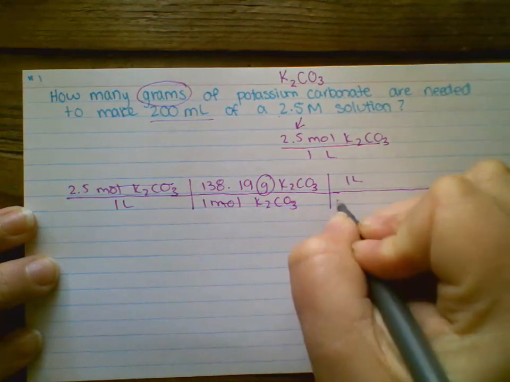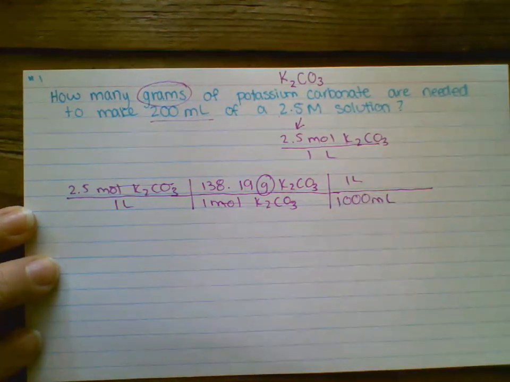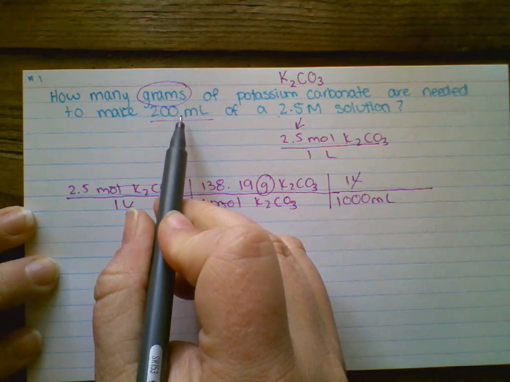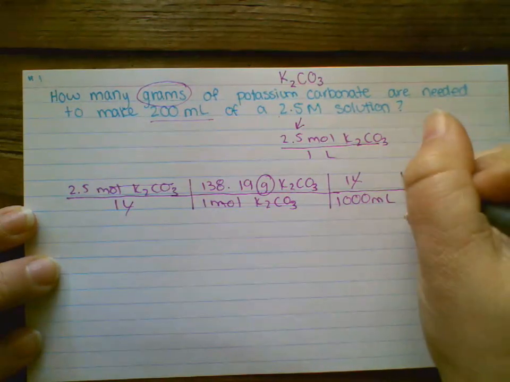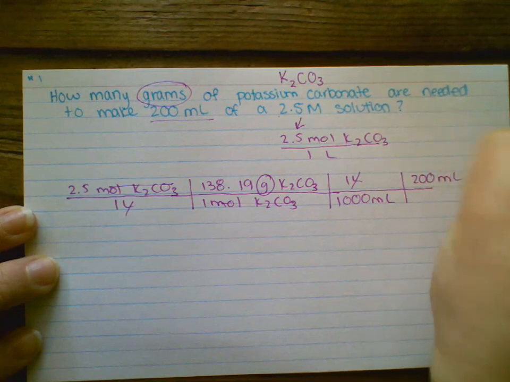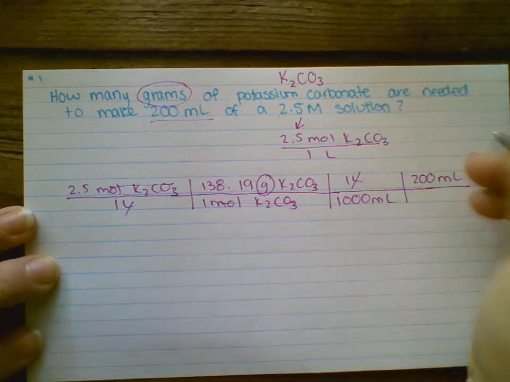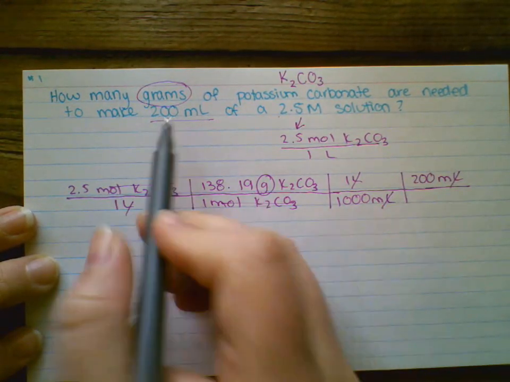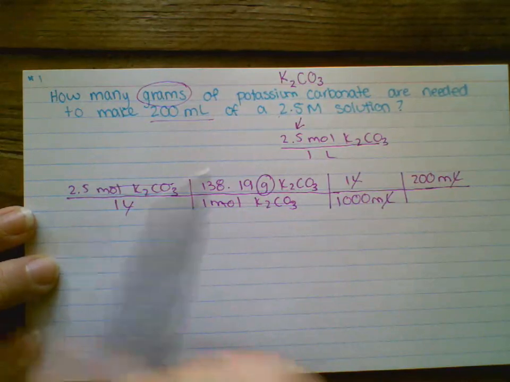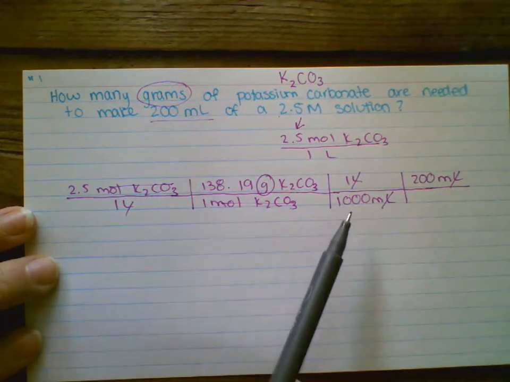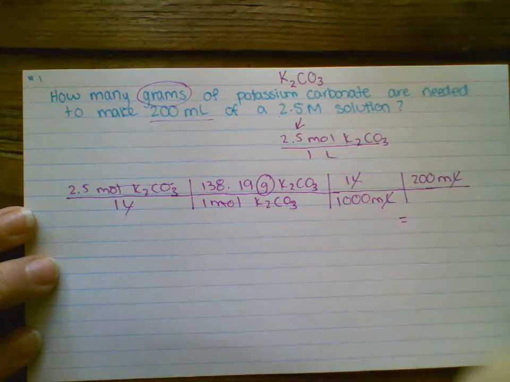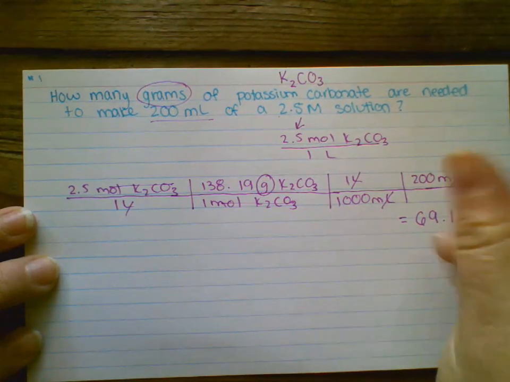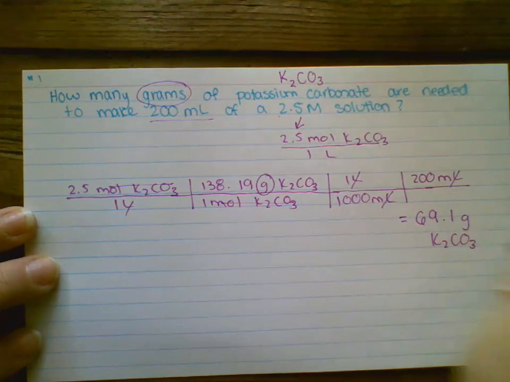1 liter is the same as 1,000 milliliters. Now my liters will cancel. I'm left with milliliters, and I can plug this number in from my problem because the milliliters will cancel. So 200 milliliters is my last step here. So now milliliters cancels with milliliters. I've canceled out all of my units except for grams, which is what the problem is asking me to solve for. So I'm ready to multiply all of my numbers on the top, divide by anything that's on the bottom. When I do the math, I should find out that I get 69.1 grams of K2CO3.